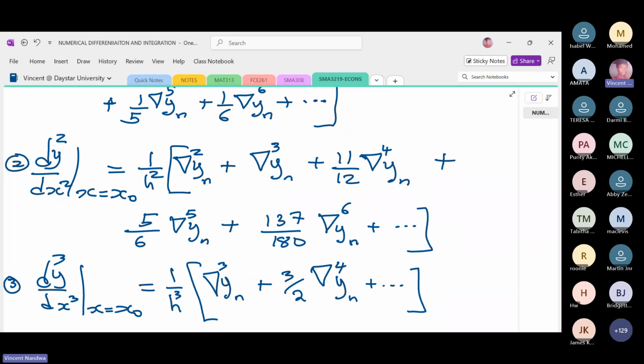So having that, let's do an example that can help us understand how to apply these derivative formulas. We provide two examples, one that will require us to apply the Newton backward formula of differentiation, and then the other one, Newton forward.